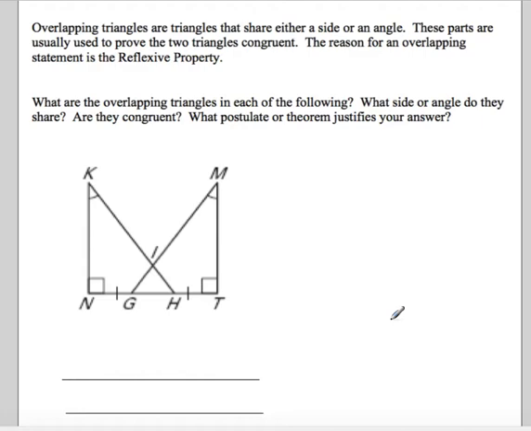In here it says, what are the overlapping triangles in each of the following, and what is the side or angle that they share? Are they congruent, and what postulate or theorem justifies your answer? So right here, they share this piece GH. And if you visualize them separately, you can see NHK is one triangle.